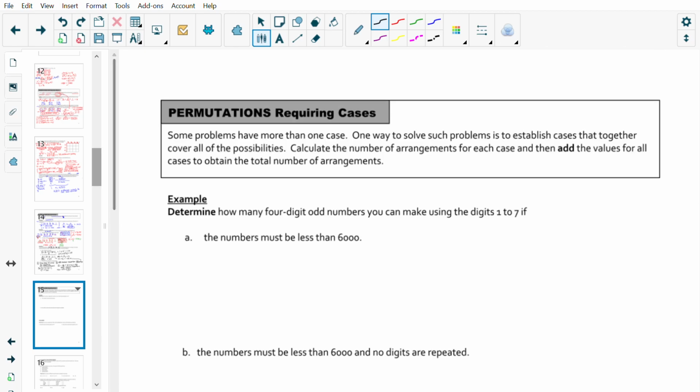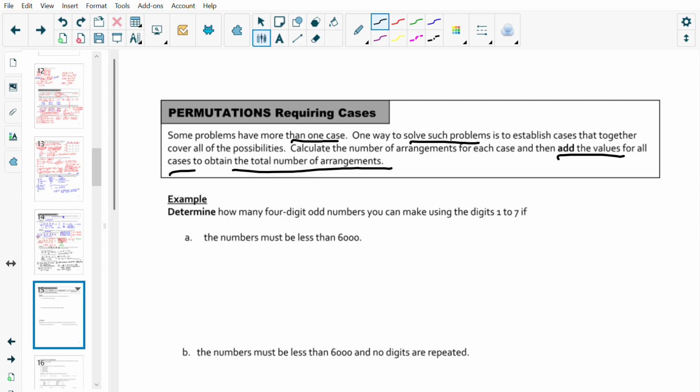Determine how many, here we go. Sorry. Some problems have more than one case. One way to solve such problems is to establish cases that together cover all the possibilities, calculate the number of arrangements for each case, and then add the values for the cases to obtain the total number of arrangements.